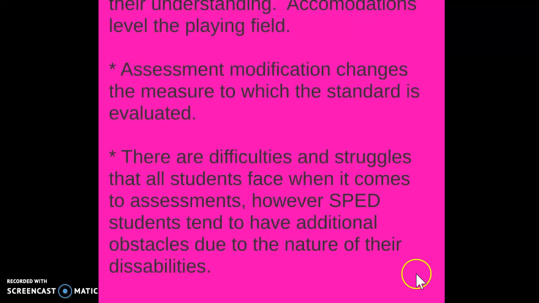Once again, it is very important that we know our students and that we are able to be aware of their struggles and their obstacles so we can go back and modify and accommodate their assessments according to how it's dictated on their IEPs.